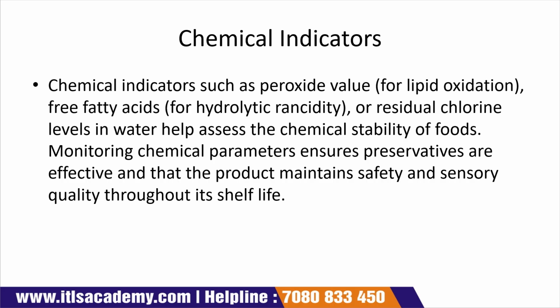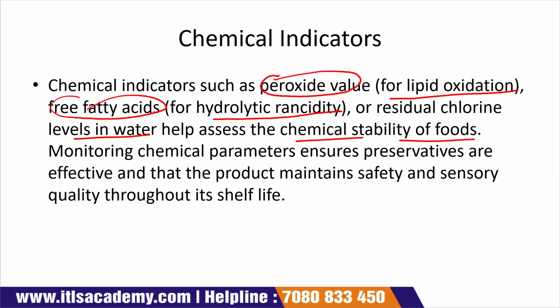The next is chemical indicators. Chemical indicators like peroxide value give an indication of lipid oxidation. Free fatty acid gives an indicator for hydrolytic rancidity, and the residual chlorine level in water assesses the chemical stability of foods. So monitoring these parameters ensures that the preservatives are effective and the product maintains its safety and sensory quality throughout its shelf life.